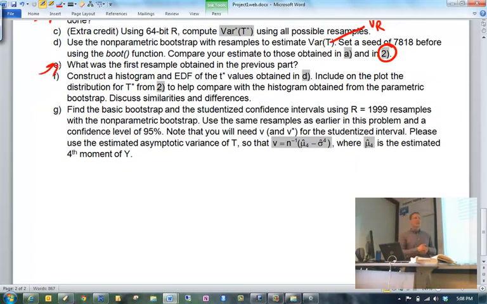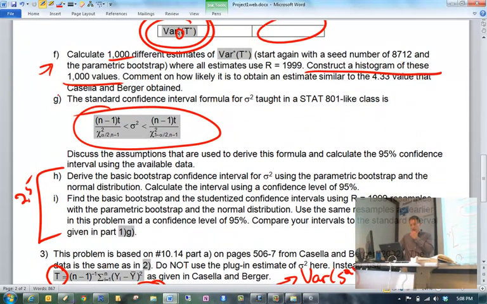Part E, this is directly related to something that we talked about today. Tell me what the first resample is. Just prove to me that you can use a particular function. Part F, construct a histogram and EDF of the t-star values obtained in D. Include on the plot the distribution for t-star from 2. So I want you to see, does the non-parametric bootstrap agree with the parametric bootstrap? And part G involves doing some confidence intervals, which we are going to do next. Are there any questions? So that's pretty much it for project number 2.